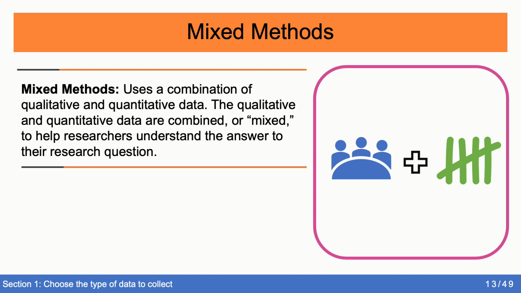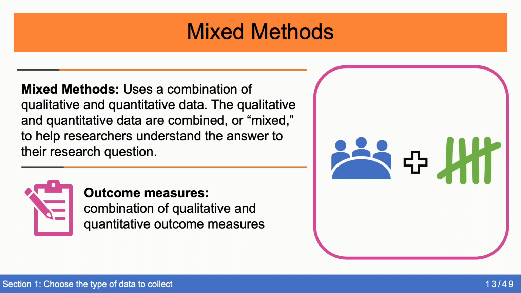Lastly, researchers might use mixed methods, which means they combine qualitative and quantitative data. The qualitative and quantitative data are combined, or mixed, to help researchers understand the answer to their research question. For example, mixed methods can be used to understand the effectiveness of a therapy alongside personal satisfaction with the therapy. So you can see if a reason why a therapy worked is because people liked it.